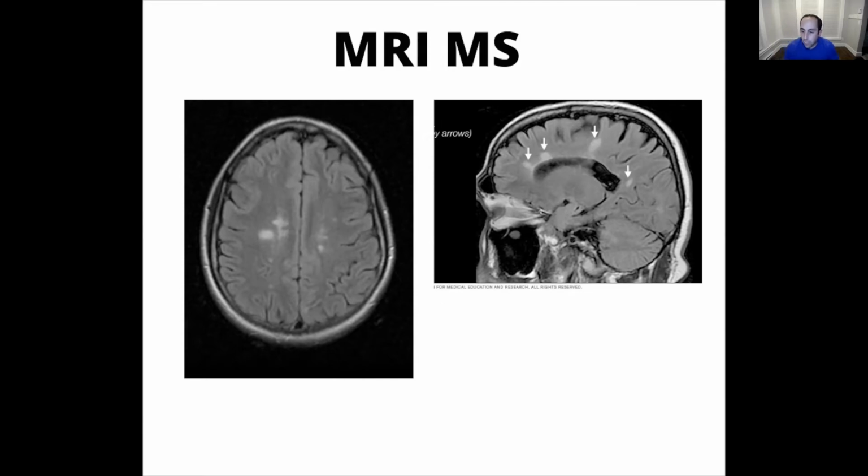So here, on the right hand side, you can see a cross section. Here you can see there's plaquing over here where all the arrows are. Now if it's in the brain stem down here, then there's going to be different issues. If it's in the cerebellum over here, which controls your balance and some of your finite movements, then there's going to be different issues as well. So what determines the presentation is where exactly these plaques are, and whether they are in the spinal cord.